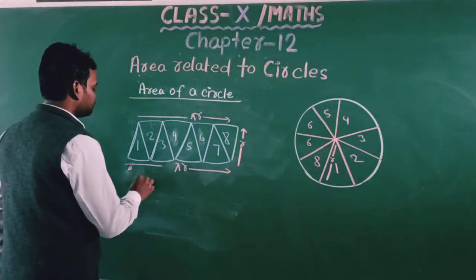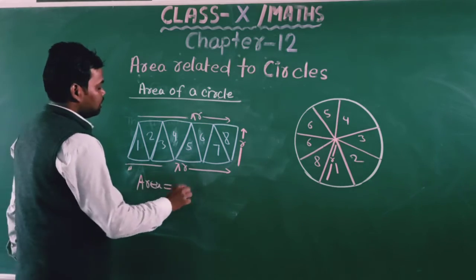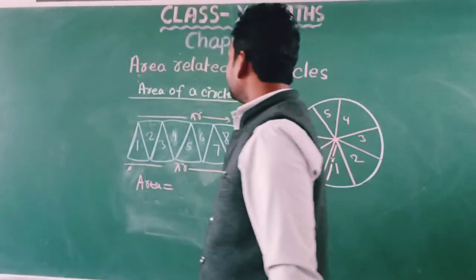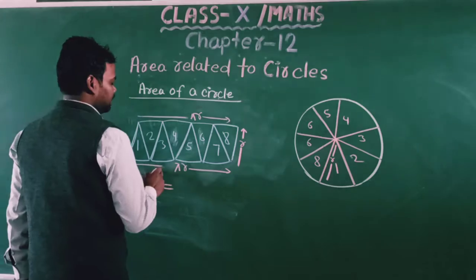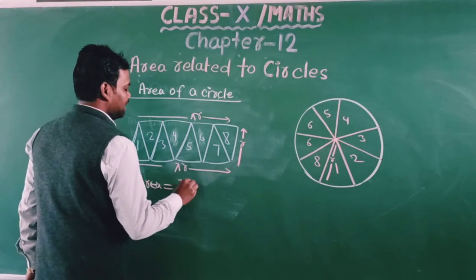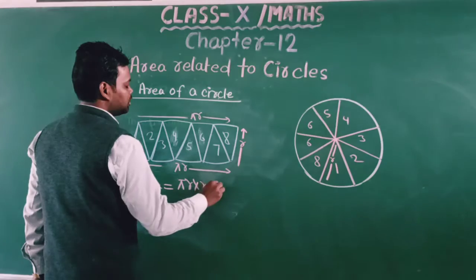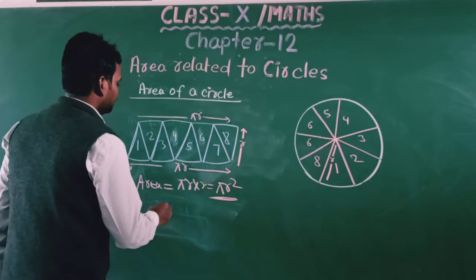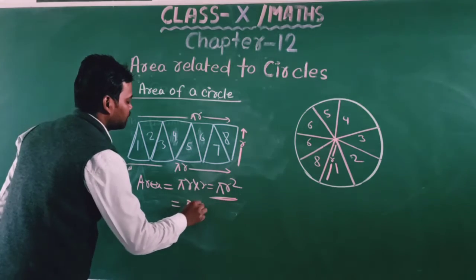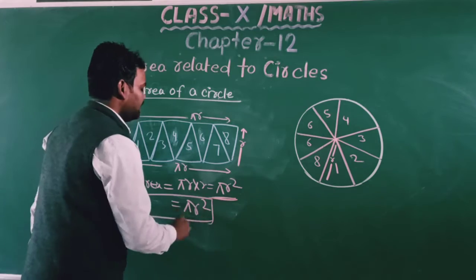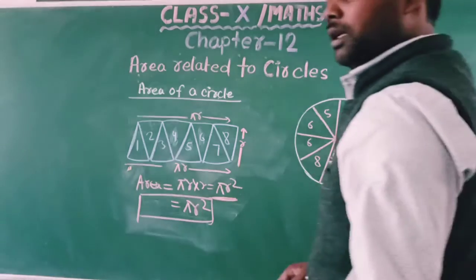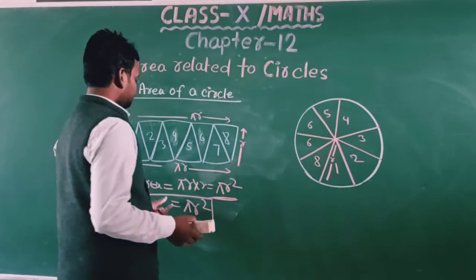So we know that the area of a rectangle is length into breadth. Length is pi r and breadth is r, which gives pi r square. This is the formula for finding the area of a circle: area of circle equals pi r square.